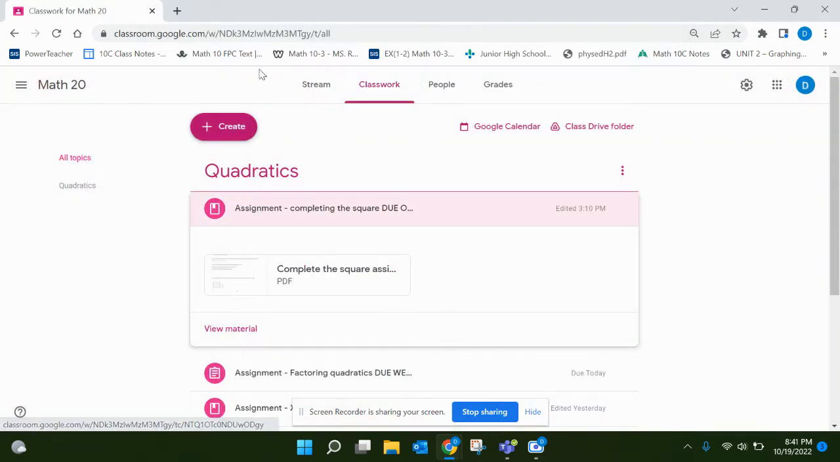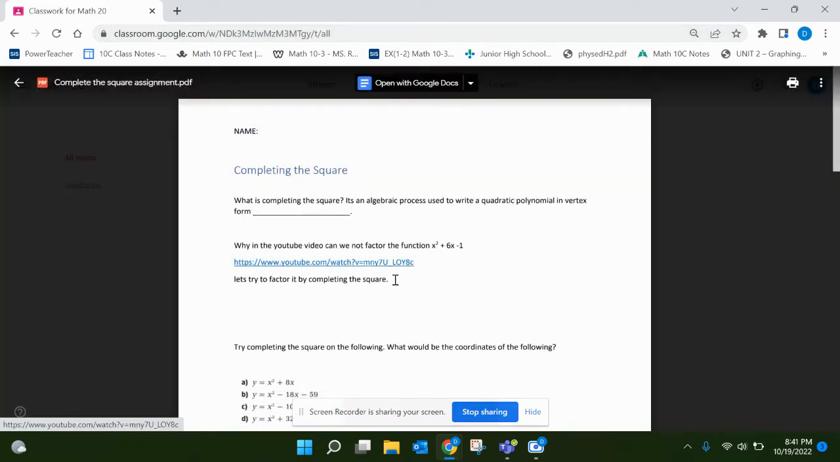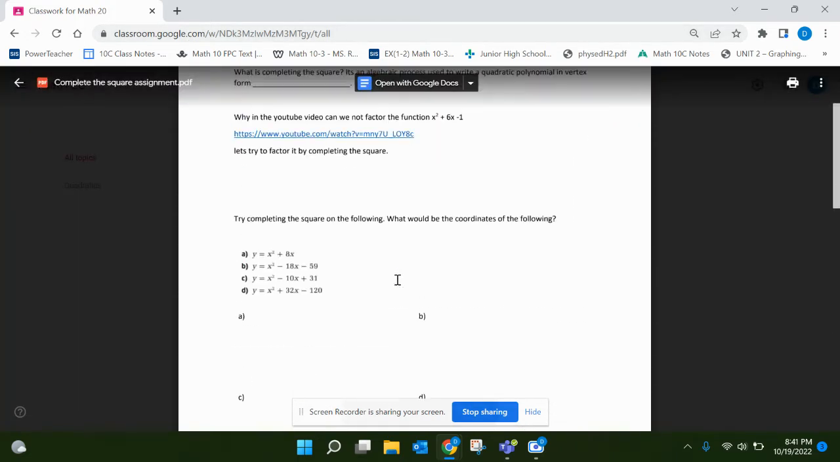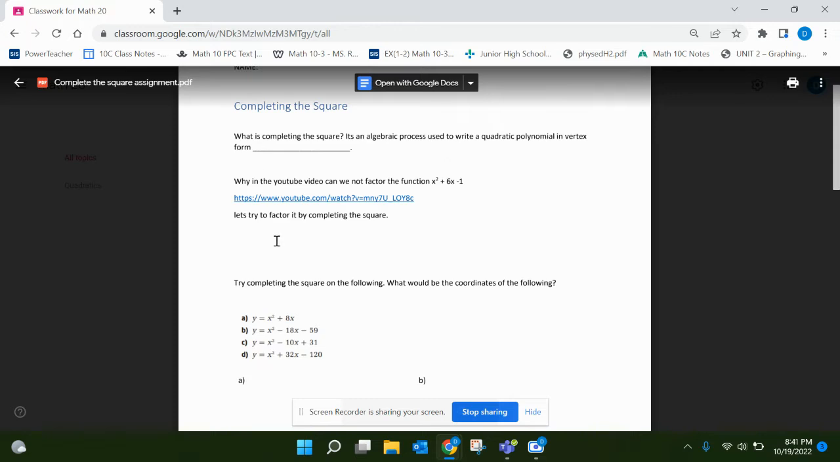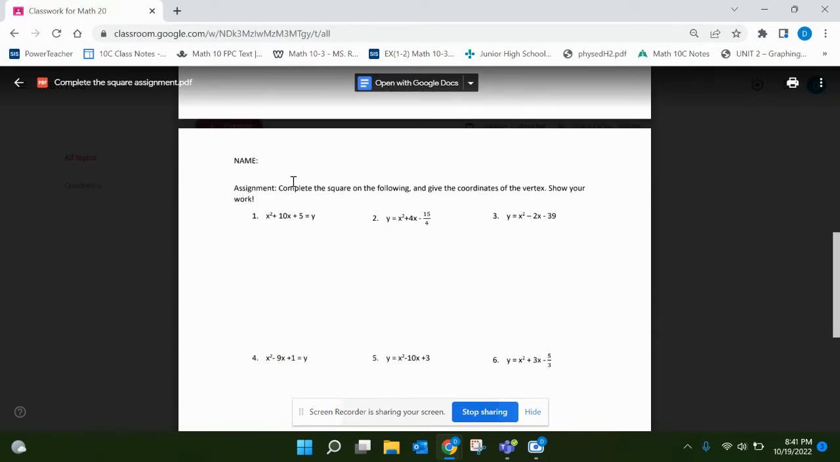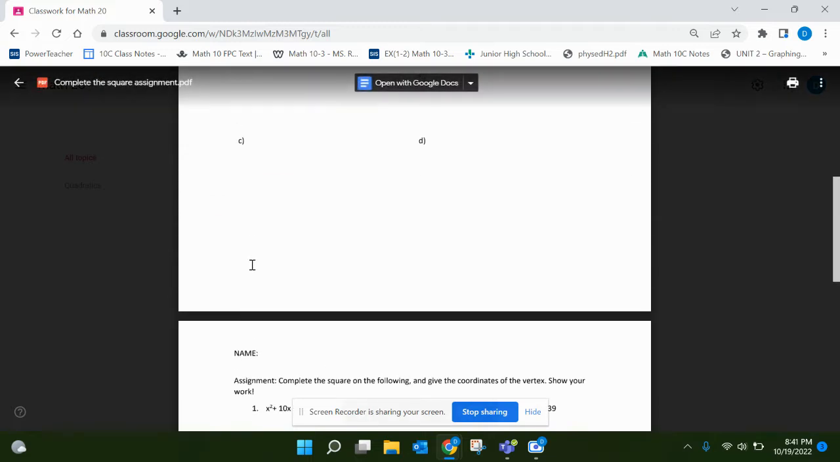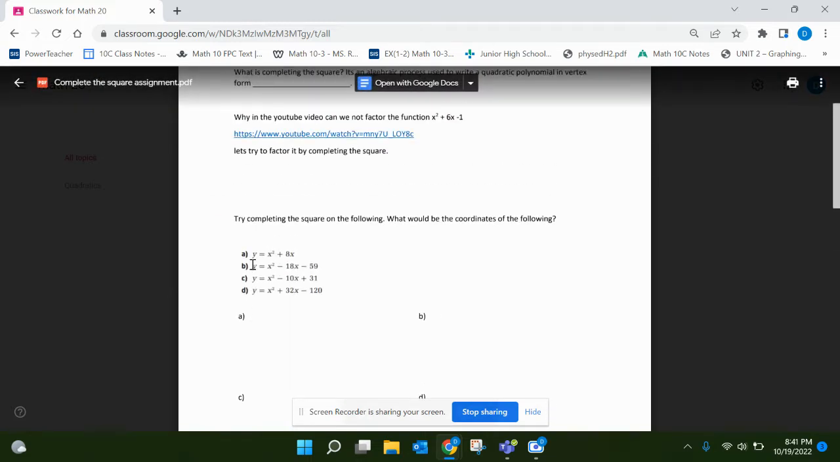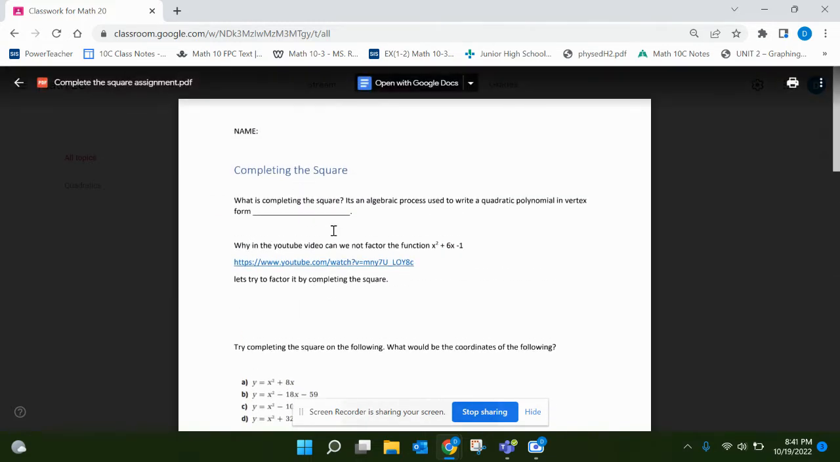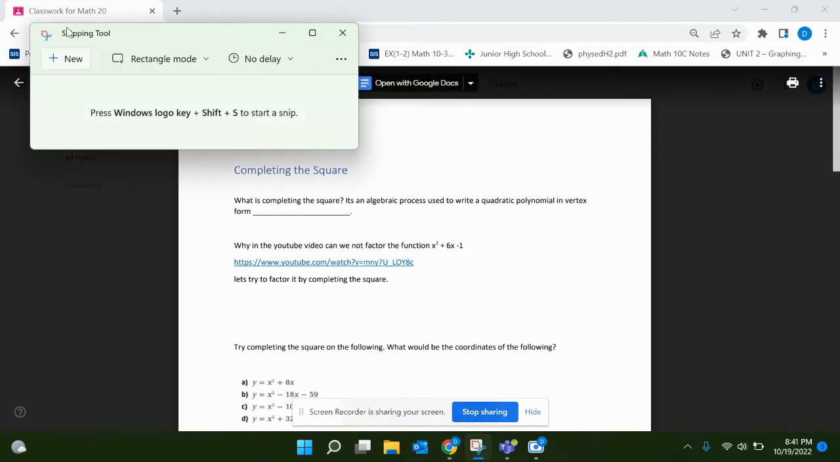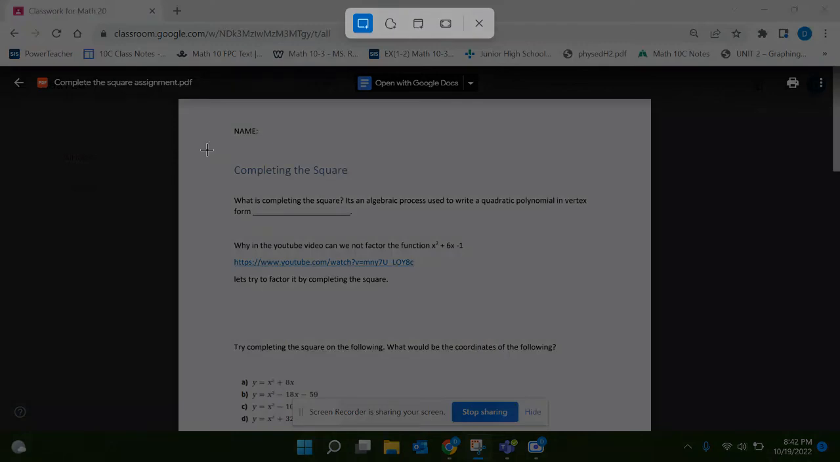Let's go look at our next part of the assignment, which is completing the square. Okay, it looks like this. You guys will be responsible for doing this section. There's 9 questions on there, and that's going to be due on Tuesday, our next class together. So I'm just going to screen grab this and then we'll start marking it up.